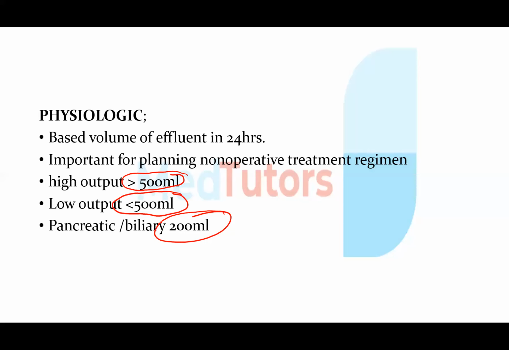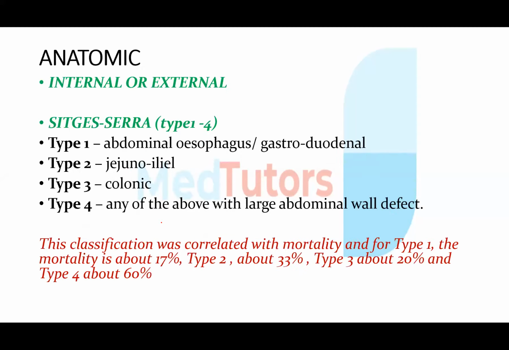So when fistulas are classified based on the 24-hour effluent, it is a physiologic classification. Anatomic classification of fistulas generally could be internal fistula or external fistula. But when you talk of enterocutaneous fistula, you are dealing with an external fistula because the intestine is communicating with the skin, the epithelium of the skin.